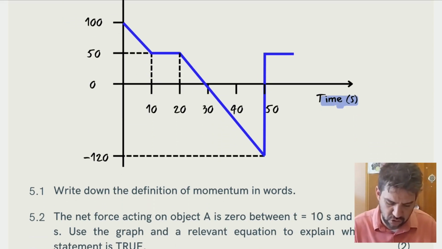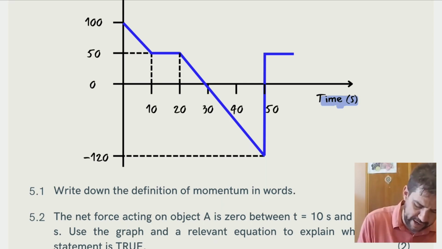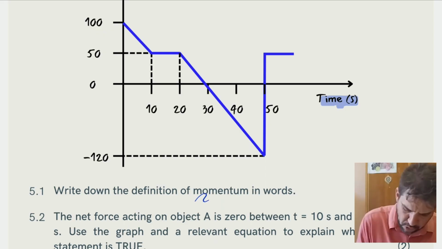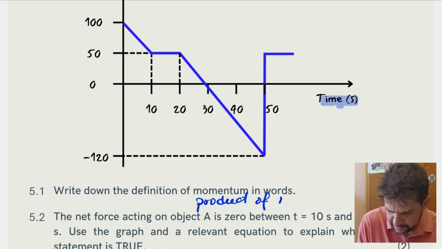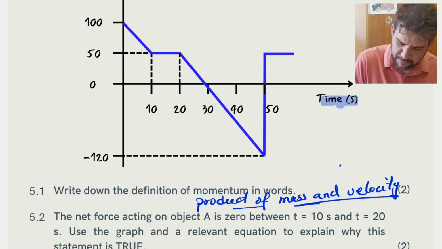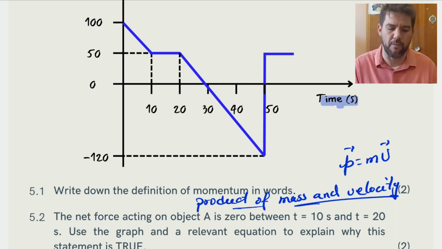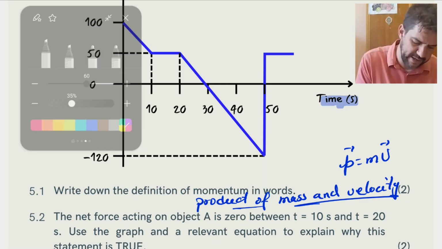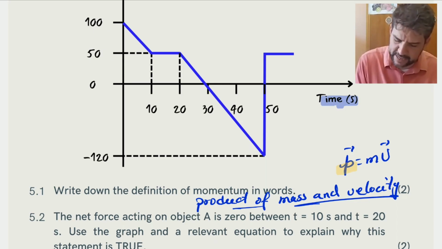Write down the definition of momentum in words. Guys, what is momentum? Momentum is the product of mass and velocity. The formula is the product of mass and velocity. That is momentum. It's really, really easy. Let's highlight that formula there. So now the next question.